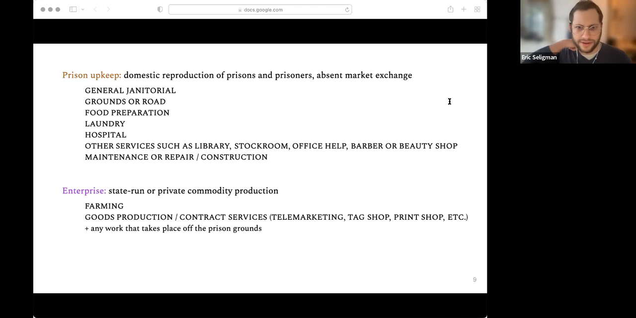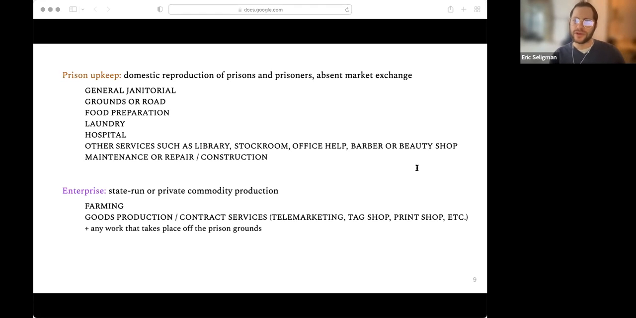You can see at the bottom, with regards to off-grounds work, we assume that any assignment done off the prison grounds is facilitated to some extent by a state-owned correctional industry coordinating work release or other assignments that involve a non-Department of Corrections purchaser of prisoner products or labor. So these work assignments involve some type of exchange and remain separate from the non-market, wholly internally planned Department of Corrections prison upkeep processes.